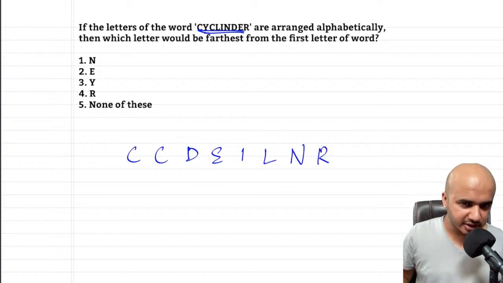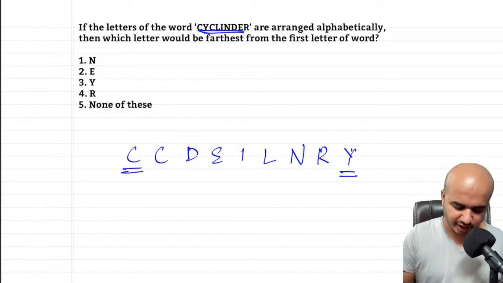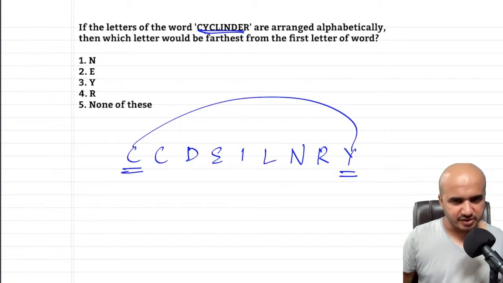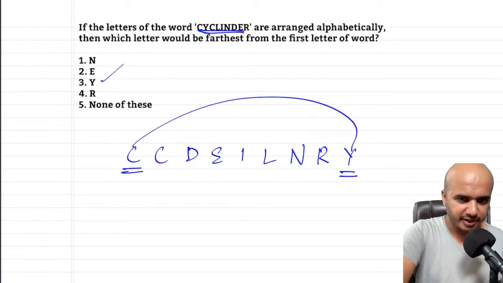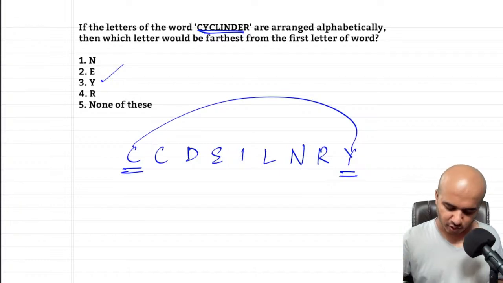So which would be the farthest from the first letter of the word? First letter would be C. The farthest from that would be letter Y. So Y, obviously. You don't even have to arrange everything to know that Y would be the last letter, whichever way you arrange. Anyway, let's move on.